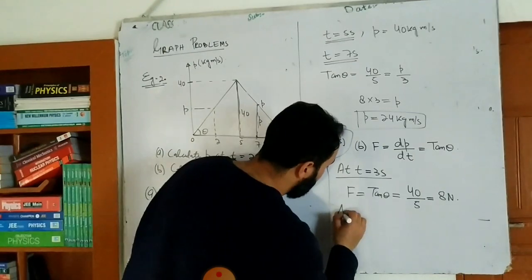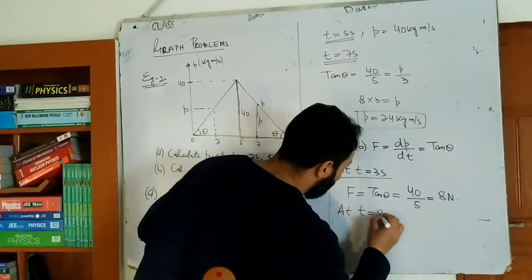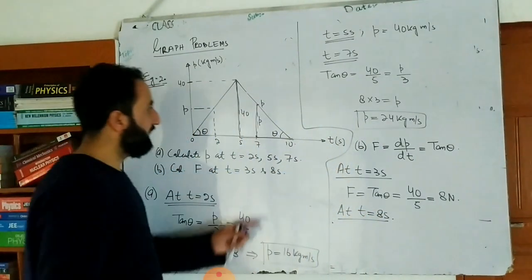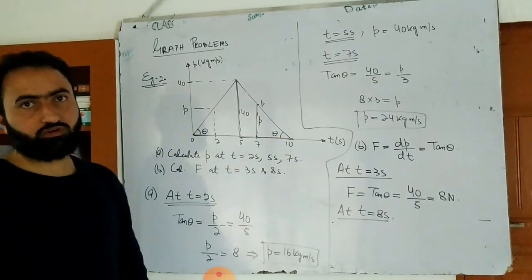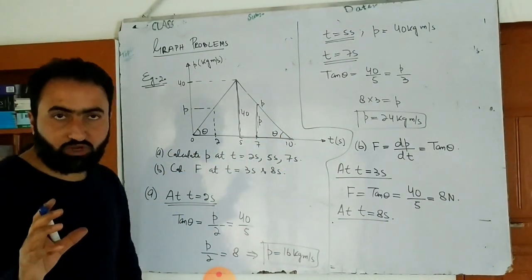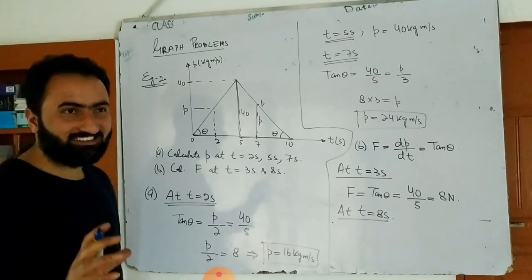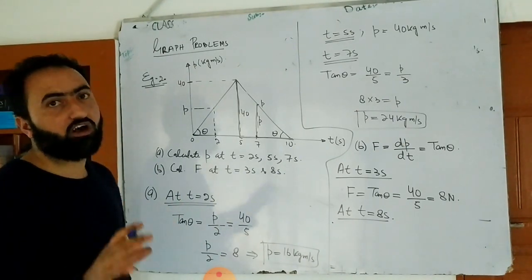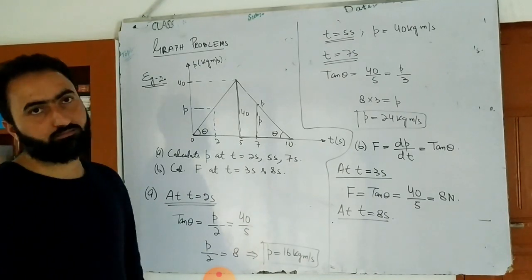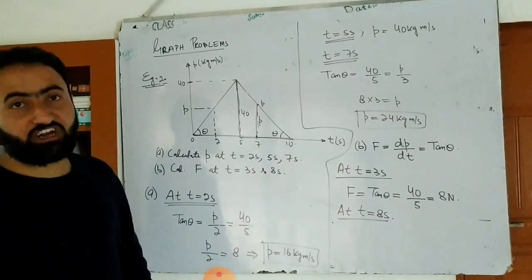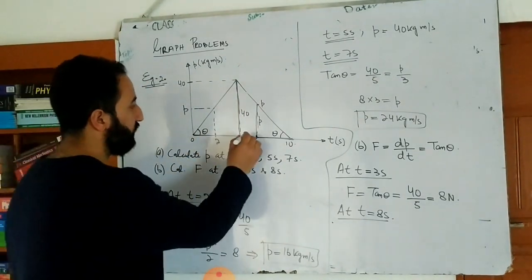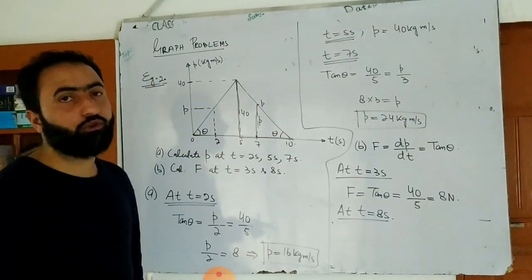And at what time do you have to calculate next? At t equal to 8 seconds. That means 8 seconds will be somewhere here. So you have to calculate the slope of this curve. Okay? If you are supposed to calculate the force at 7 seconds, 6 seconds, 8 seconds, 9 seconds or 10 seconds, the answer will be exactly the same. Because from this point to this point, momentum decreases at a constant rate. So the force from here to here will be a constant, but it will be negative.